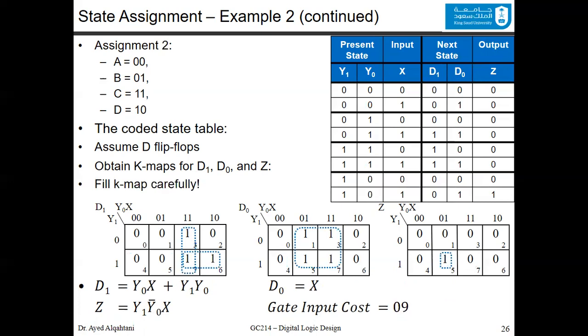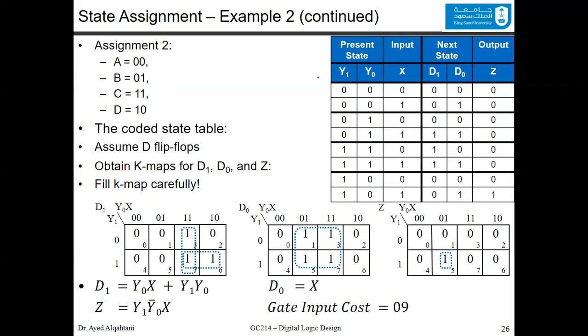Now, if we take another assignment, let's say that we take this assignment. The difference now is we followed the Gray codes, meaning the change from A to B is only in a single bit. From B to C, it's only 1 bit, which is this one. From C to D, the change is only 1 bit, which is this one. And going back from D to A, there is only 1 bit change, from 1 to 0. This will actually assign nicely in the K-map.